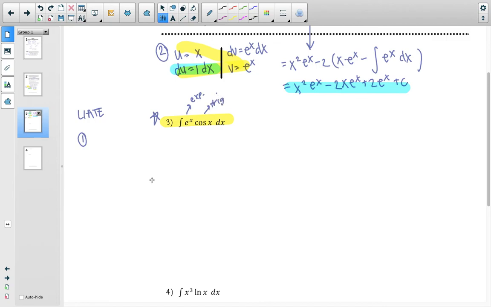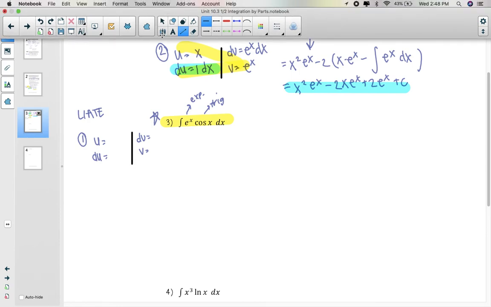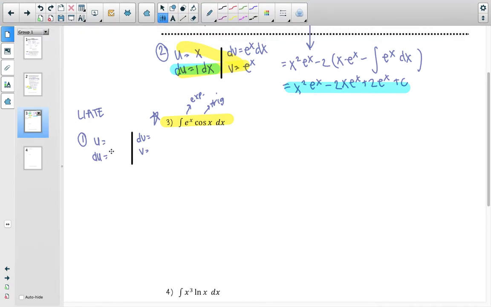Okay, so we got to go through and do this. So we got to figure out what u is, du, dv, and v. I'll make my little line. Because I can see Mesa saying you forgot it and then yelling at me at the computer screen. Okay, so u will be the cosine of x. And dv is going to be the e to the x, and then take the dx with it.